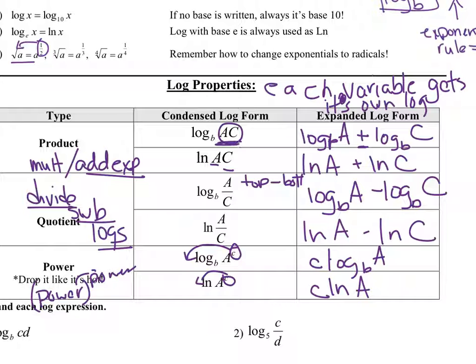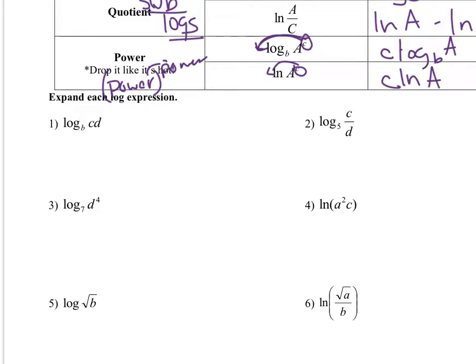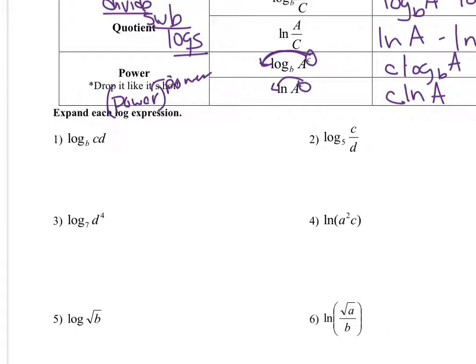So those are the three rules. If you multiply, you're adding. If you're dividing, you subtract. And if you have an exponent, it comes out in front. That's it. Those are the three, just like in exponents, there's only three. And remember, each variable will have its own exponent. I like to do this a little shorthanded way. Each variable here is going to have its own log. Since these two are multiplied together, we're going to put a plus sign.